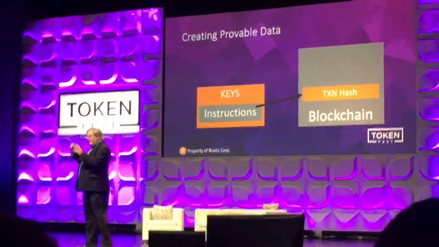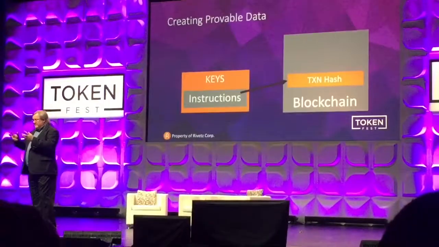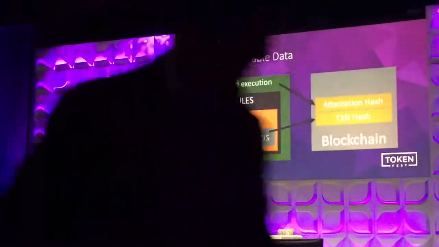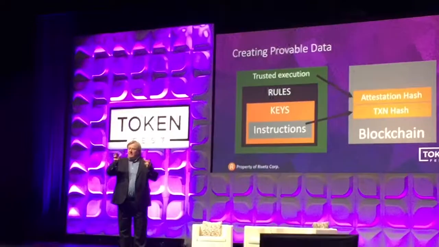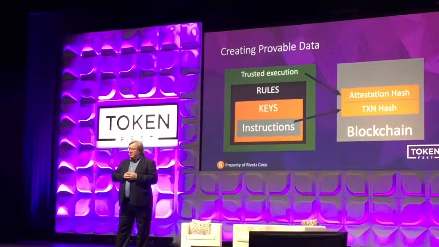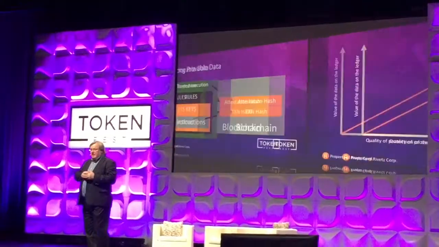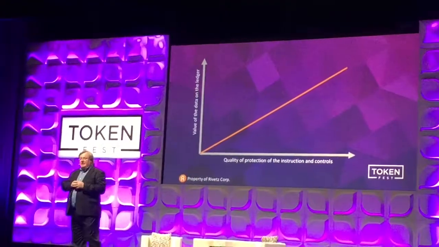So today we have this concept of a transaction hash. We can look at the chain, we can see the transaction hash. What we're doing is adding to that transaction hash this concept of an attestation hash, which comes from the environment that wrote the transaction. So we leverage the trusted execution environment inside a device, this is already in the hardware, to secure that private key.